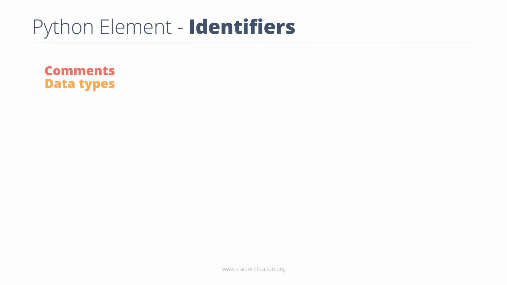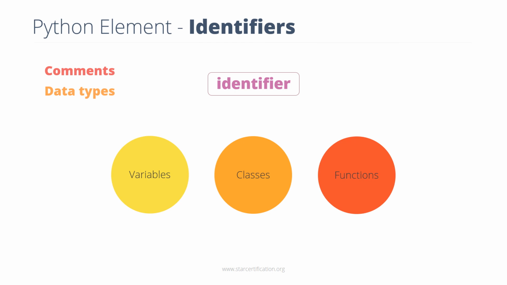Besides comments and data types, there are various other basic elements necessary for operation of Python program. One of these elements is an identifier. A set of valid strings that can be used as names in programming are called identifiers. These names can be given to programming entities such as variables, class and functions in Python.